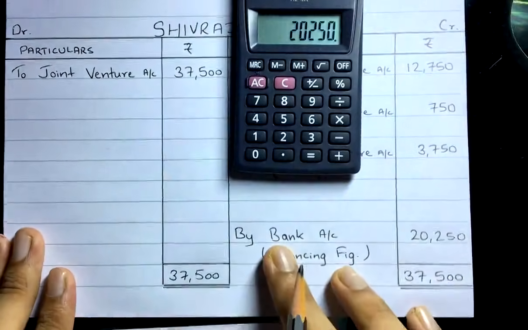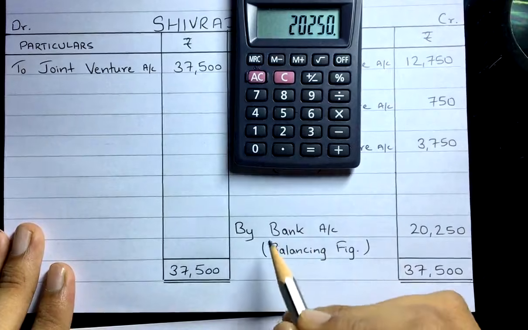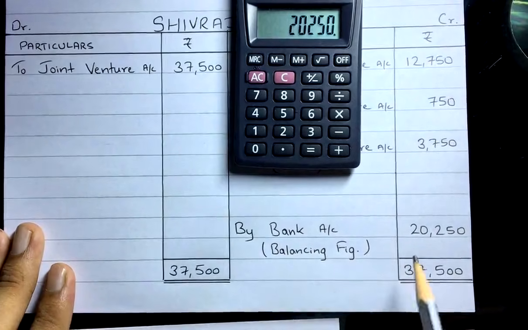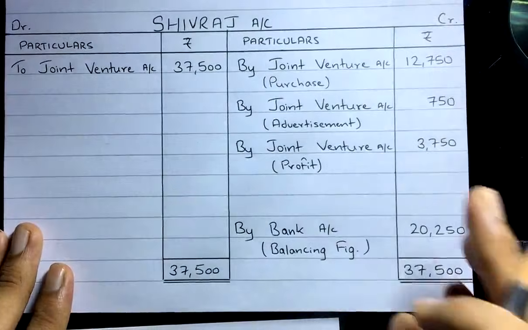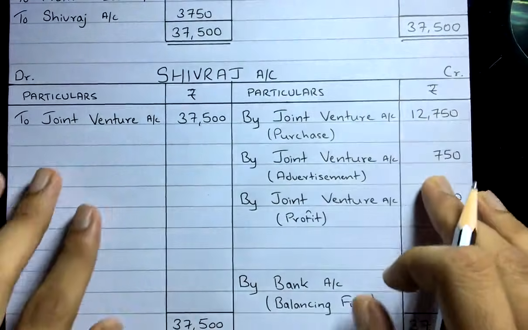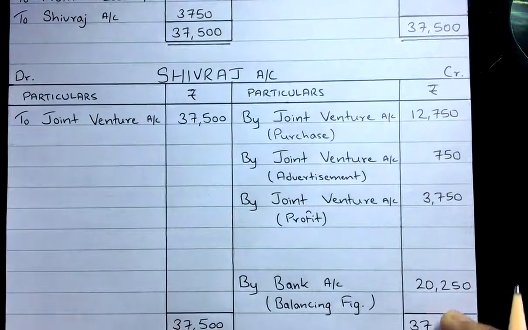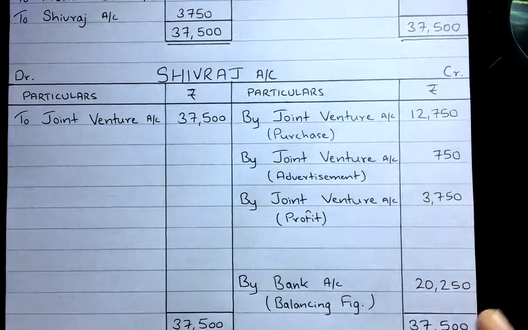So here it will come by bank account. From bank it will be paid, so by bank account will come. This will be the balancing figure, and this is the end of the problem. You understood, right? How to find out the balance of Shivraj account? You just have to compare these two columns, and whichever is higher, write it on both the sides and then subtract the amounts. You know the balancing, right?